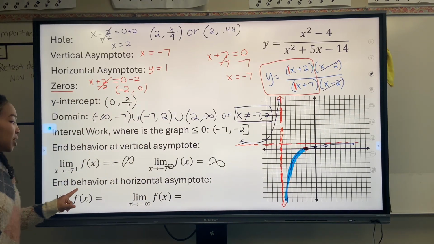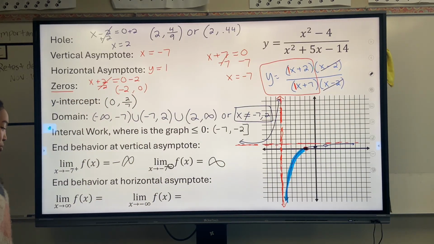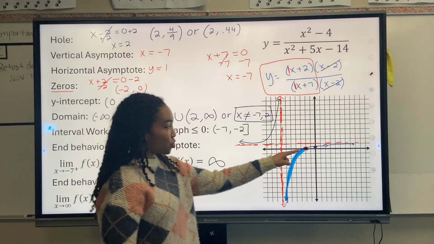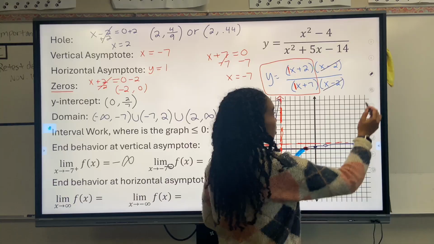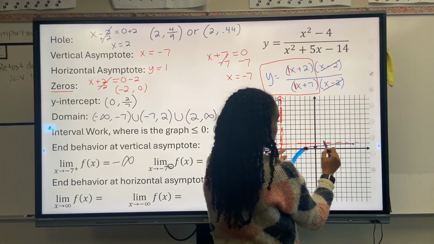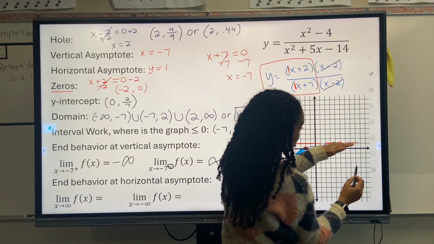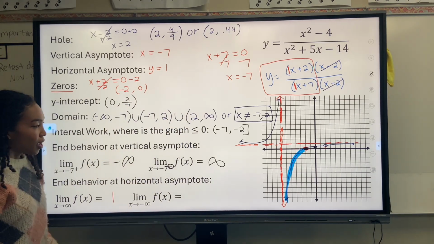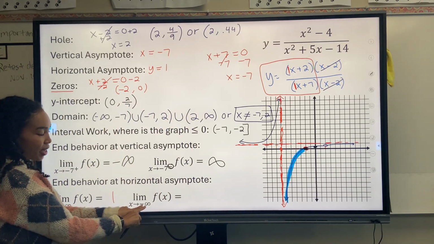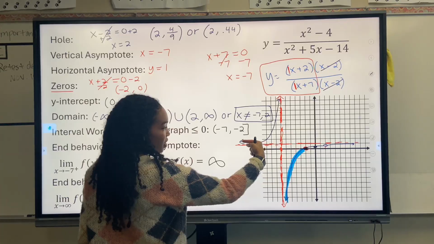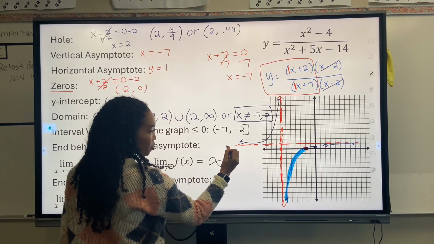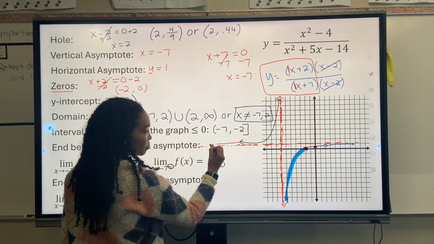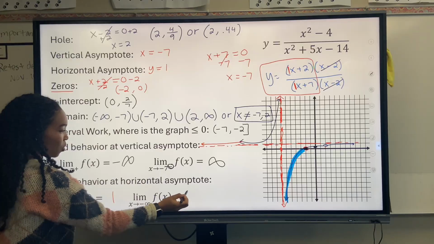Okay, now we're going to do the end behavior at the horizontal asymptote. As your graph goes to the right, as your graph goes to infinity, you're approaching this horizontal asymptote. Your graph gets closer and closer to 1. And as your graph goes to negative infinity, as your graph goes this way, you're getting closer and closer to this asymptote. That's at 1.